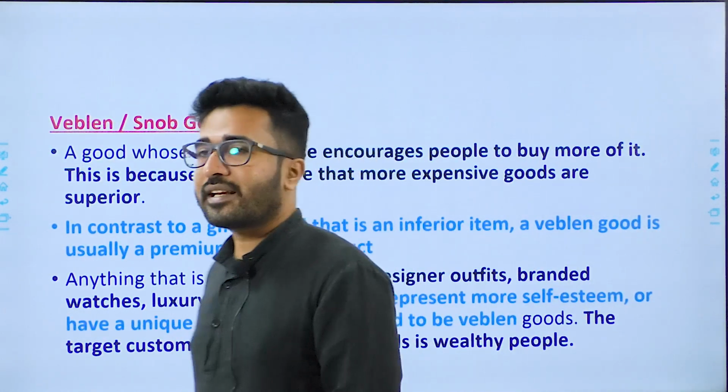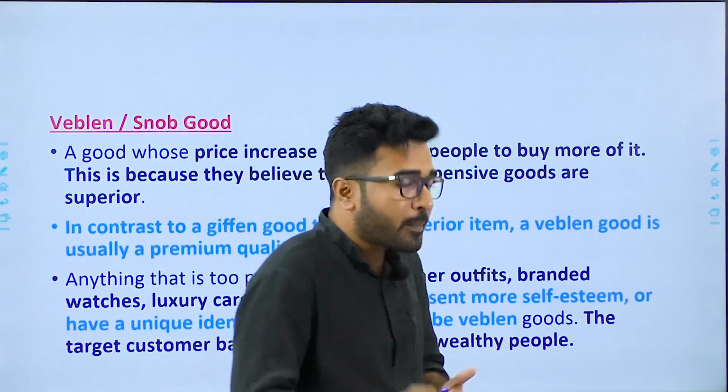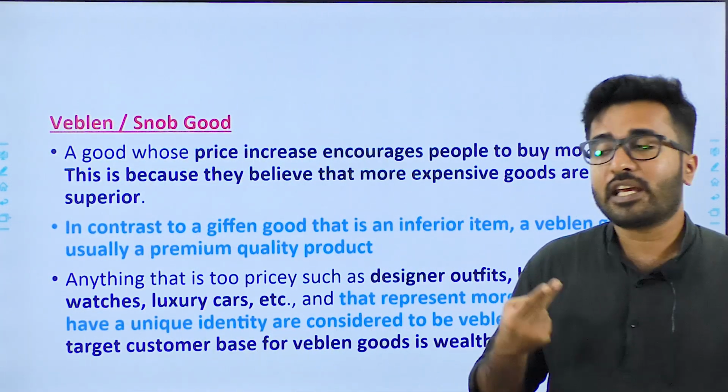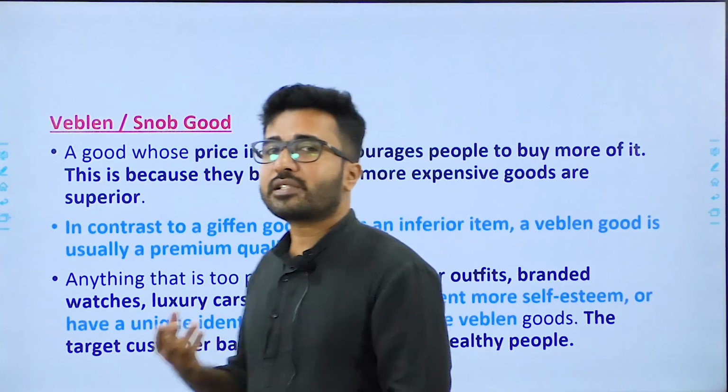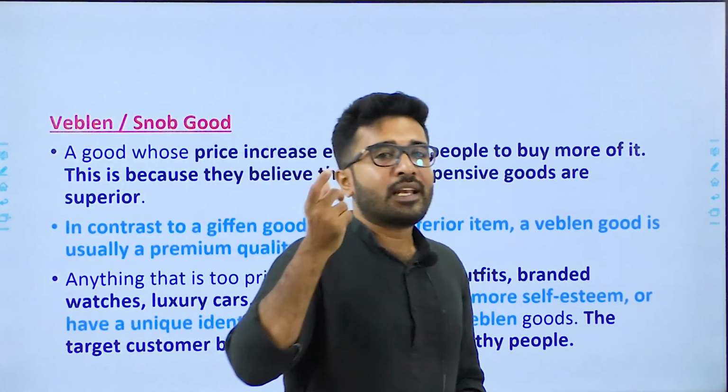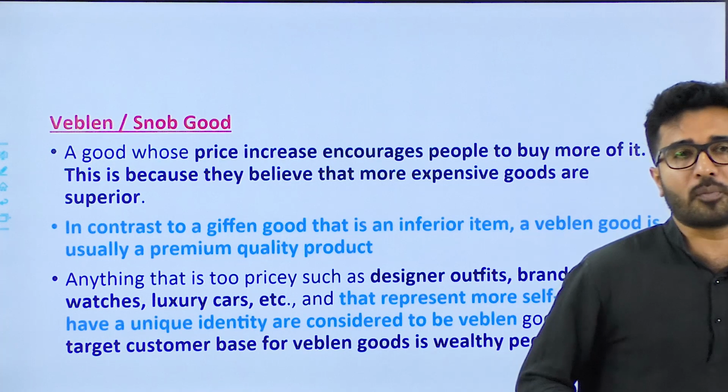So when the price of a luxury good increases, the demand for that particular luxury good increases even if its price increases, because it's a status symbol. So such kind of luxury good is known as a Veblen or snob good.